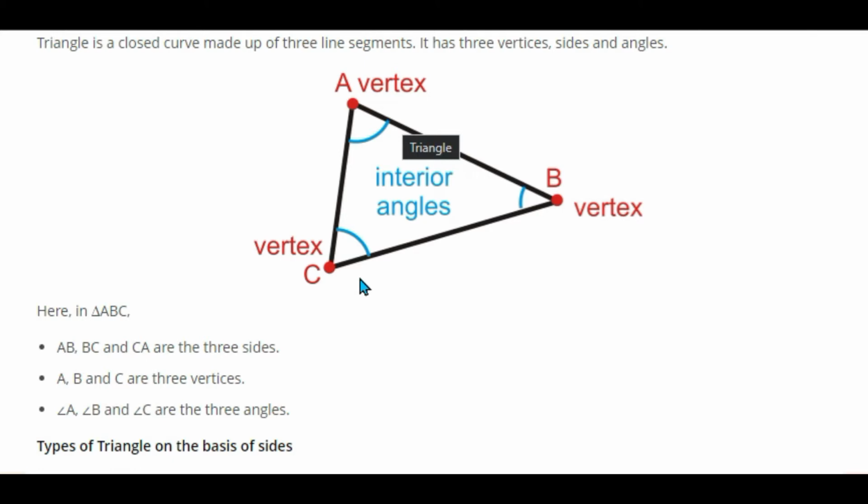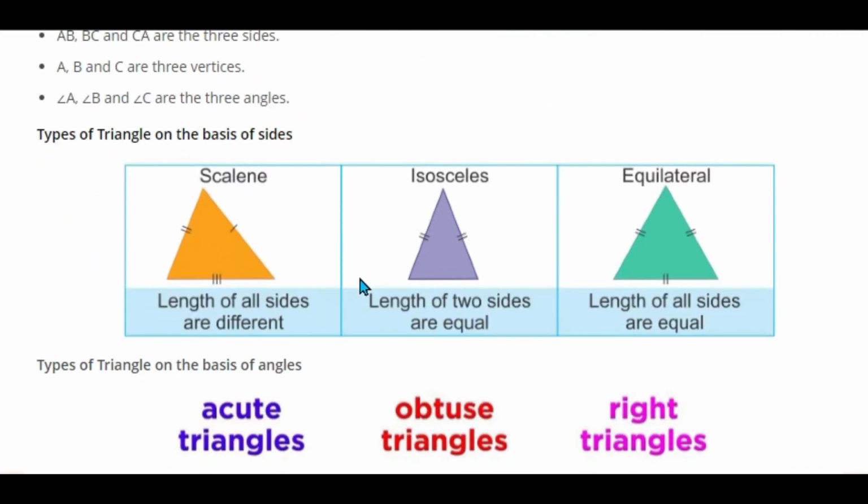If we classify triangles according to the sides, we have three kinds of triangle. One is scalene, second is isosceles, and third is equilateral. In a scalene triangle all sides are different. I mean to say no side is equal to any other side. The measure of each side is different. Whereas in an isosceles triangle, two sides are equal and the last side is not equal. And in an equilateral triangle, all three sides are equal.